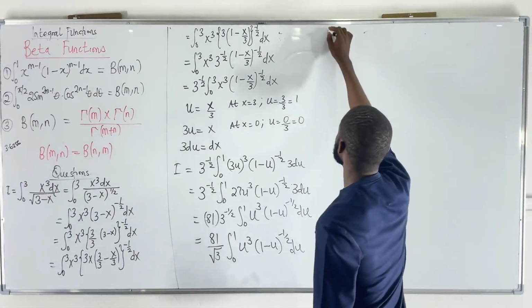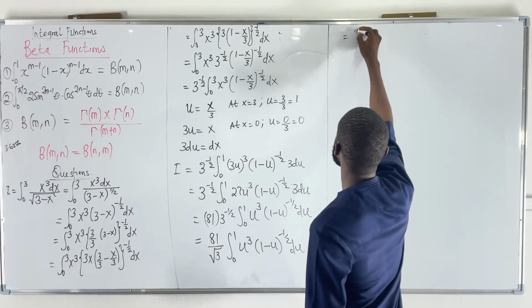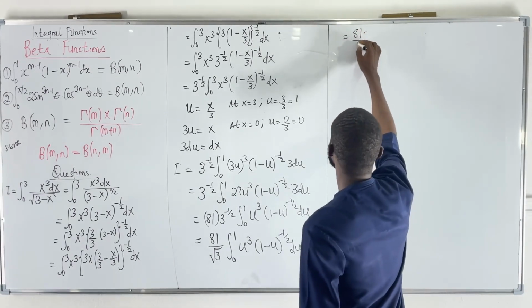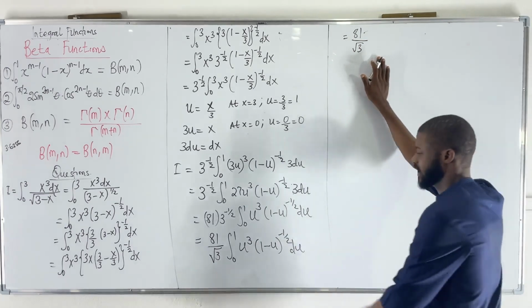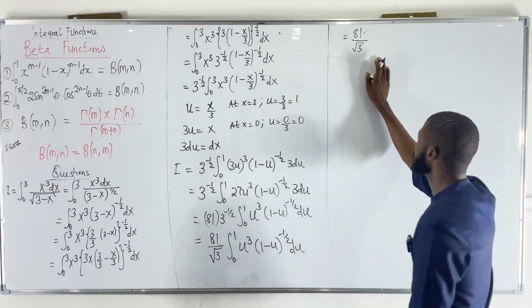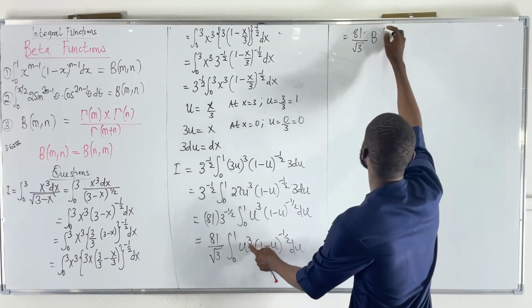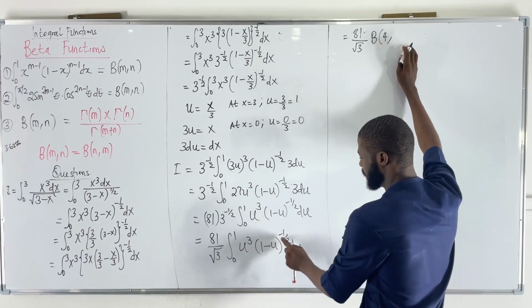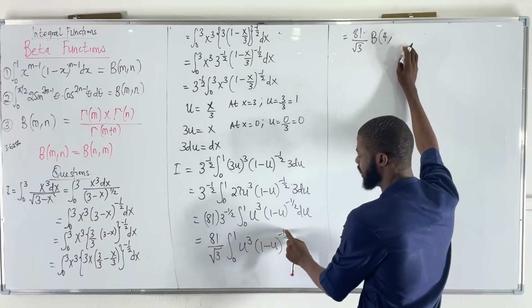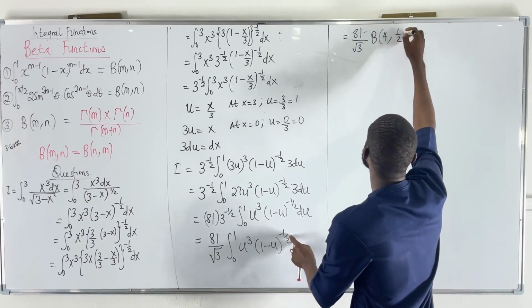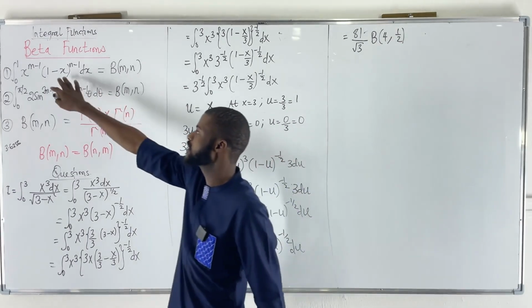So this would be equal to 81 divided by root 3. It looks like our standard form, so it's much better. This will be the beta of, this is 3, so this will be beta of 4, comma, this minus half. When you add 1 to minus half, you're going to have half.